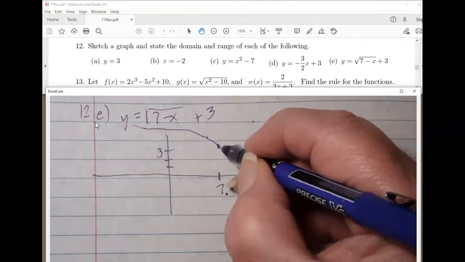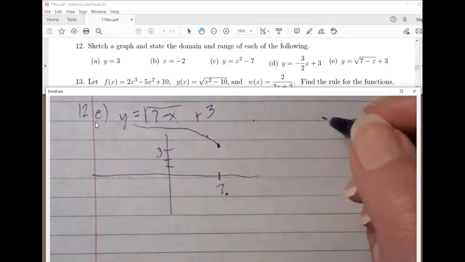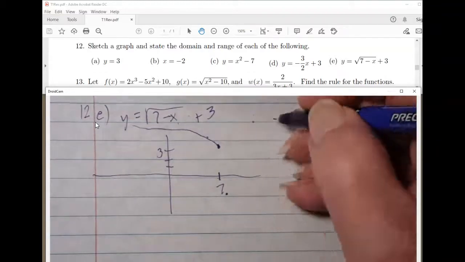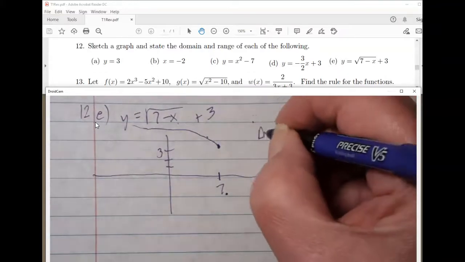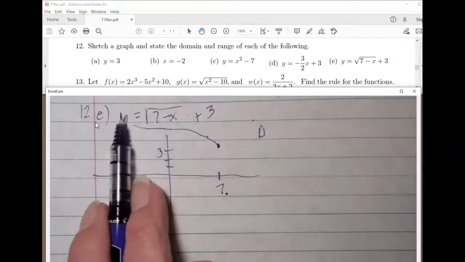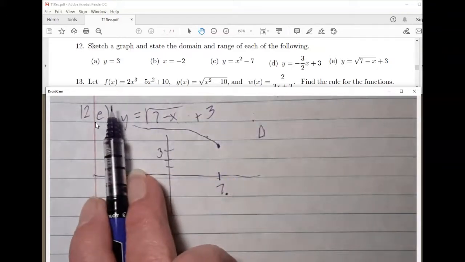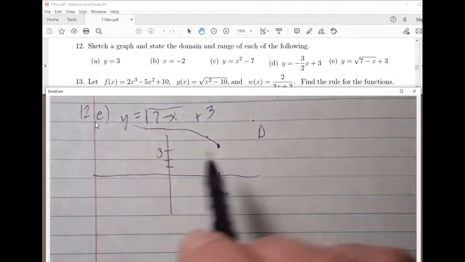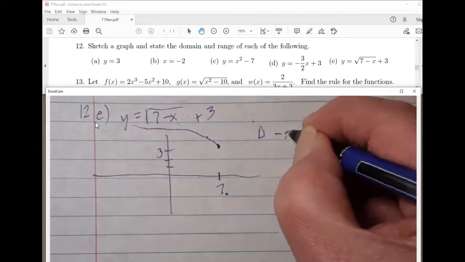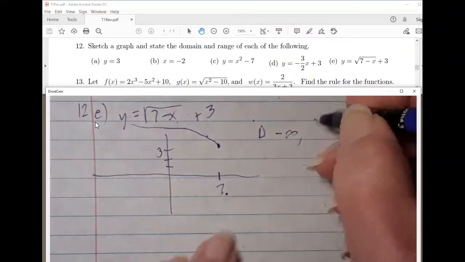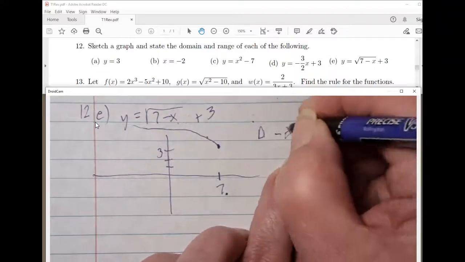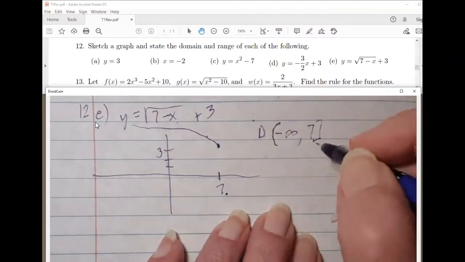Where that vertex right there is of this half parabola, the square root graph, is important. So the domain is going to be all the x's that I use, and I used all the x's in here. These are the x's I used. So that's from negative infinity to 7. Bracket on 7, negative infinity to 7.